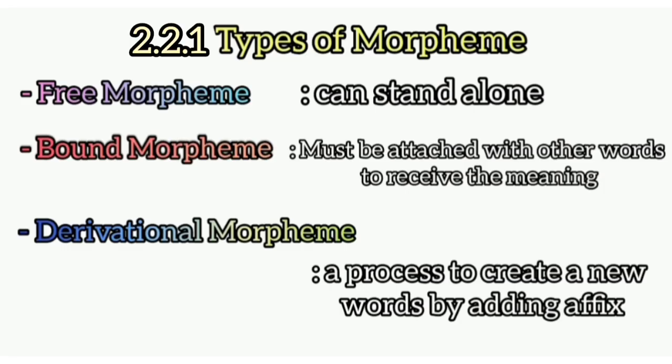So there are 3 types of morphemes. The first is free morpheme, then bound morpheme, and derivational morpheme. Free morpheme is a word that can stand alone since it has meaning. Bound morpheme is a morpheme that must be attached to another morpheme to receive meaning. And the last is derivational morpheme, a process of changing words into new words by adding affixes.